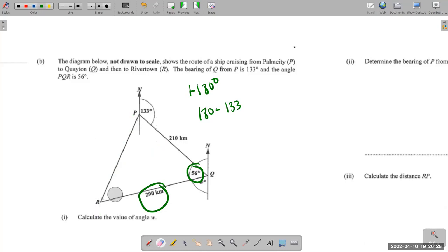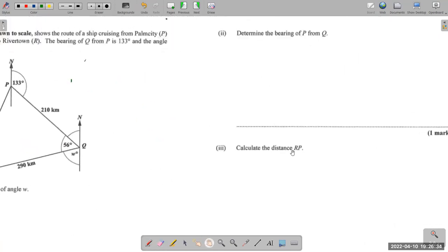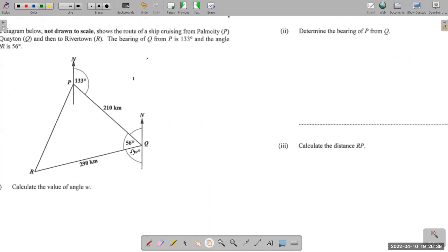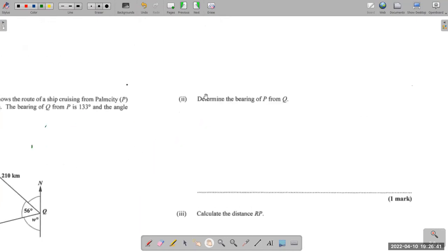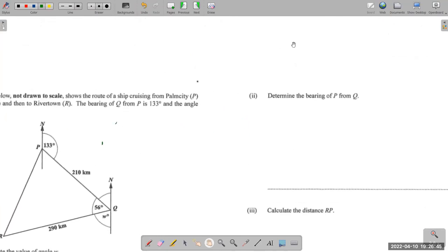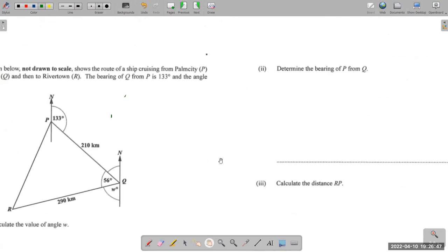I hope everybody sees what I'm trying to show you. It's the line of thinking that's important. So we're not going to go through this one, because look at that. Find the distance RP. That's the cosine rule. Find angle W. We know how to find W. Determine the, oh, look at that. Same thing. Determine the bearing of P from Q. Where's that?